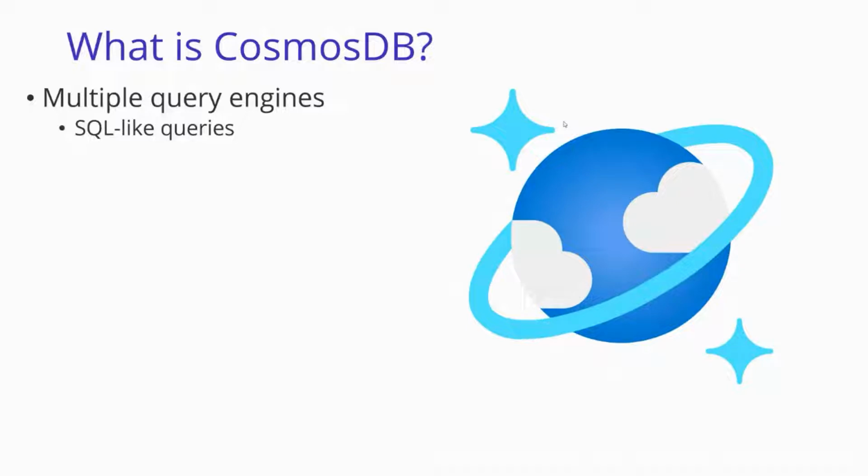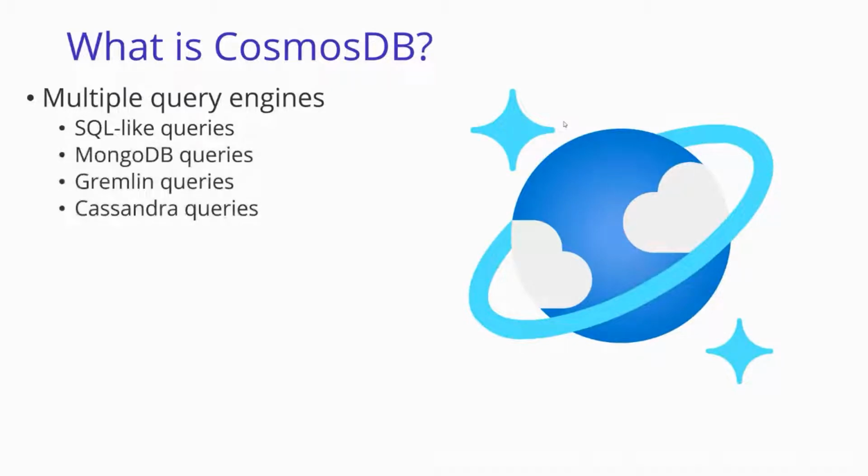So we can do that with a SQL query engine. And for the stuff that we're actually going to look at from a demo standpoint, we'll use the SQL API. But you can actually use a bunch of other database engines to connect to it. So if you're building an application and it's maybe porting from a Mongo engine or something like that, you can actually use MongoDB's query language to query CosmosDB.